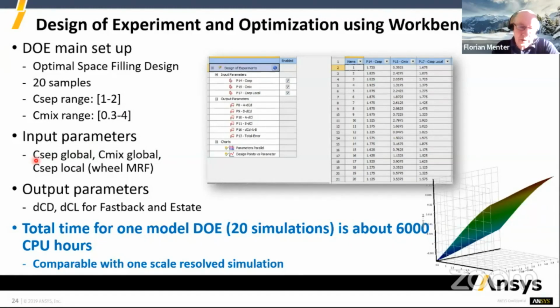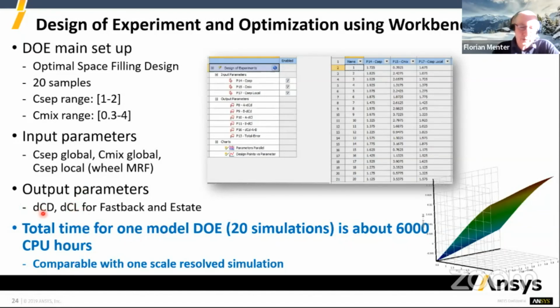And they defined 3 different coefficients: one CSEP global, one CMIX global, and then they used a zone around the wheels where they allowed CSEP to be different from the global value everywhere else, because the wheels are aerodynamically very different from the body. And so they felt that it was a sensible idea to tune the wheel area separately. So they had essentially 3 coefficients here, and they wanted to know what is the best value for these coefficients for these automotive simulations.